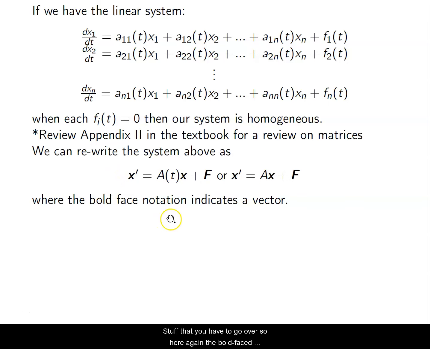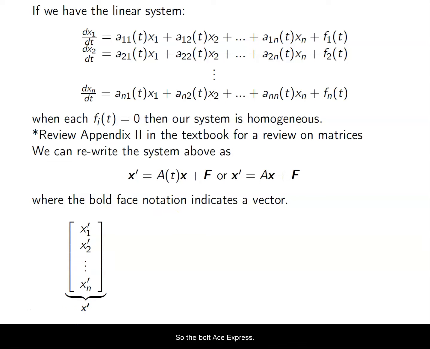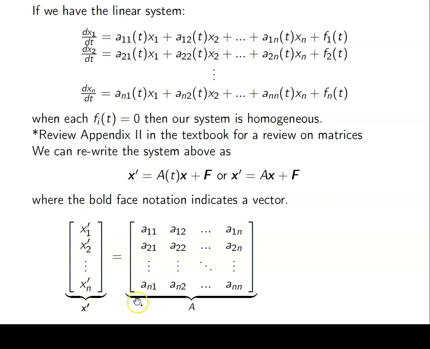So here again, the boldface notation indicates that we're talking about a vector. So the boldface x prime is this vector. It's the vector full of the derivatives of the x functions that we have, okay? This is going to equal my a's, all of these coefficients, whether they're functions or constants. Most of the time what we're going to be doing for this textbook is they're going to be constant values, right? So this is only those coefficients.